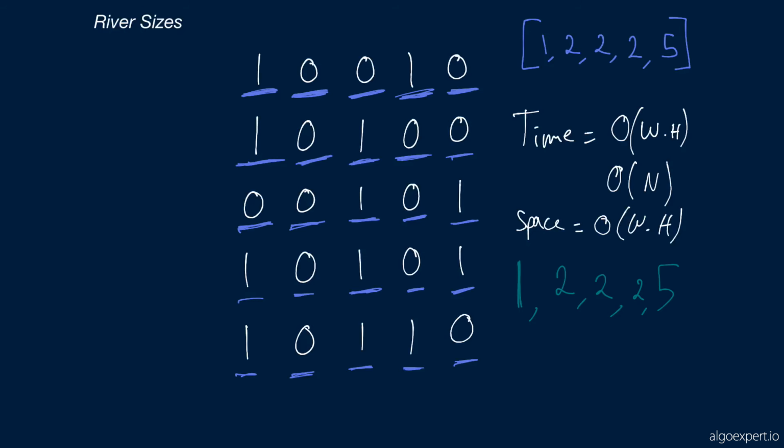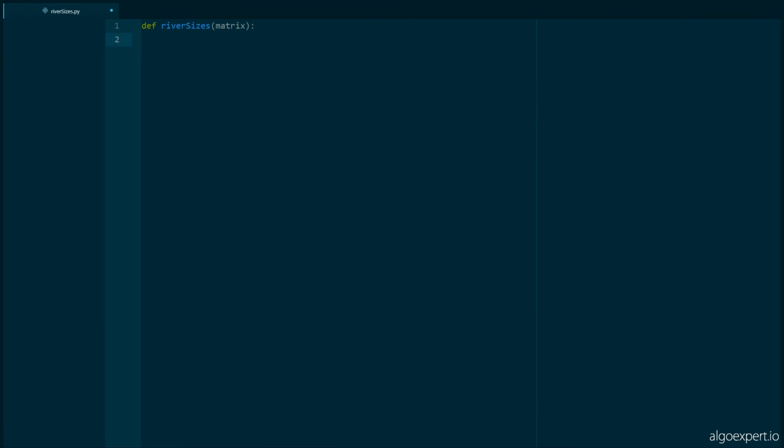All right, so we've got our river sizes function defined. It takes in a matrix containing only zeros and ones. And the first thing we're going to want to do is to initialize our sizes array. This array is going to be the array that we return at the end of the function, and it's going to contain all of the river sizes.